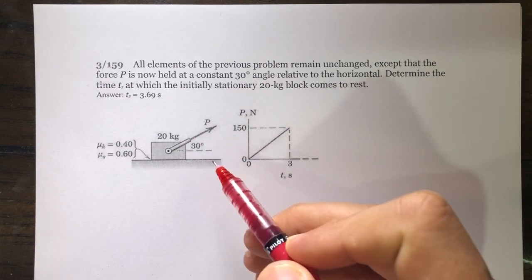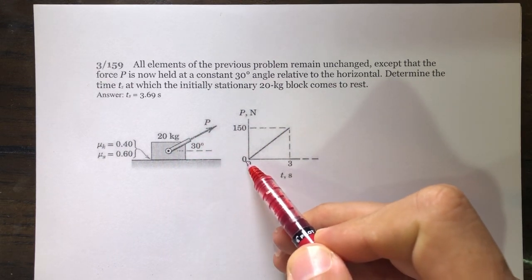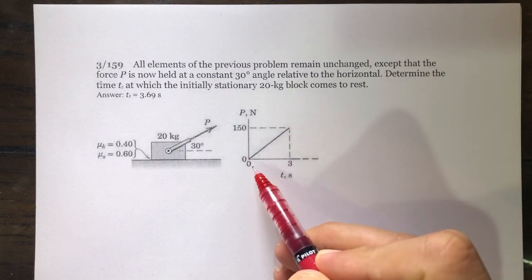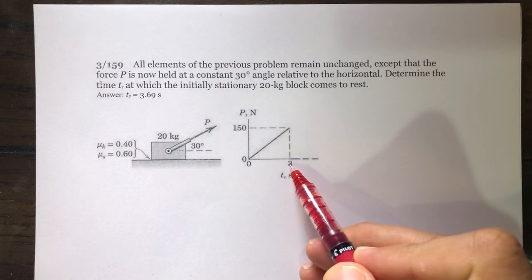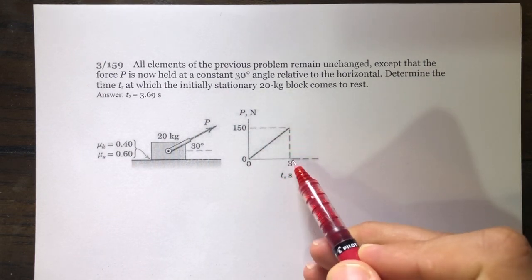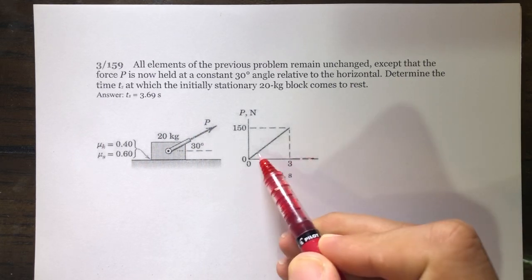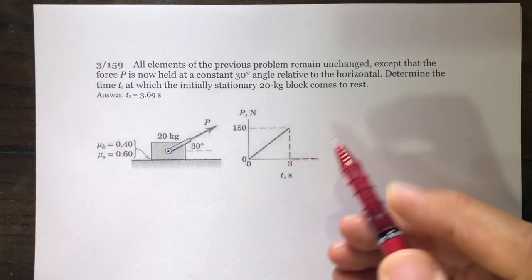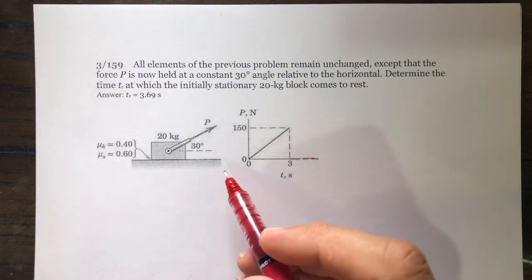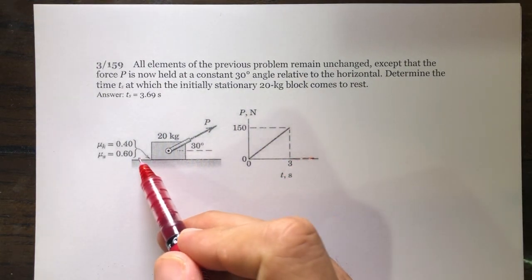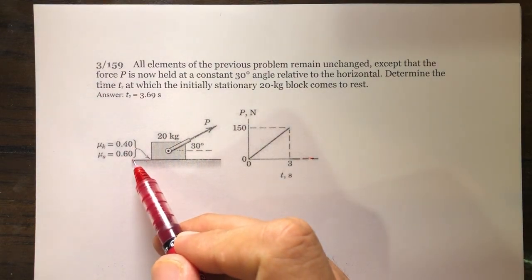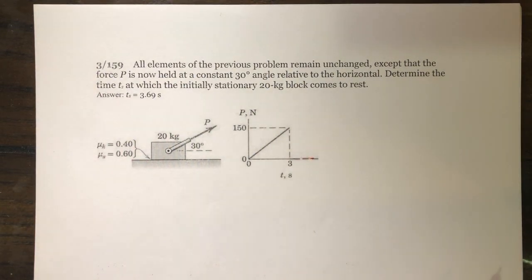P, which is not constant. P is changing from 0 to 150, from 0 to 3 seconds. And after 3 seconds, it becomes 0. So the force is linearly changing over the first 3 seconds, and after that, it is 0. And we have all the information about friction.